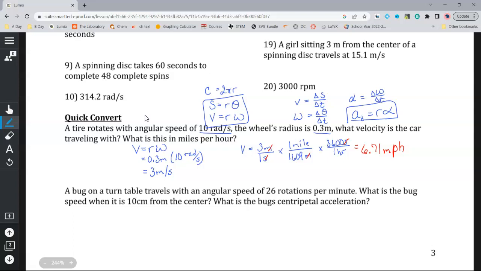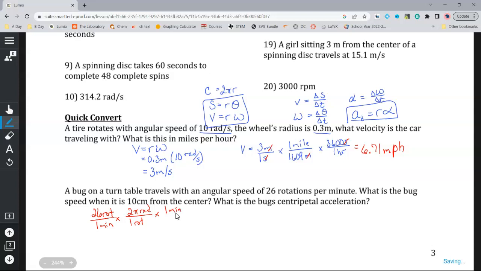So if we have a bug on a turntable and it travels with an angular speed of 26 rotations per minute, we want to know the bug's speed when it is 10 centimeters from the center. This equation does not work for rotations per minute. We need to convert to radians per second. So we're going to take 26 rotations per 1 minute. 1 rotation is 2 pi radians.